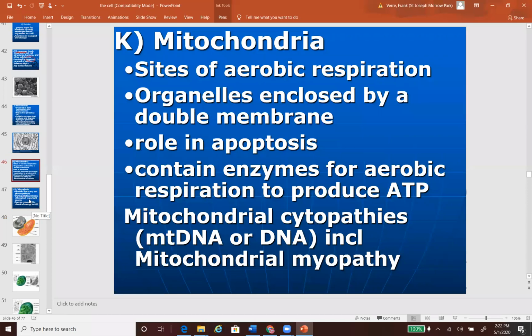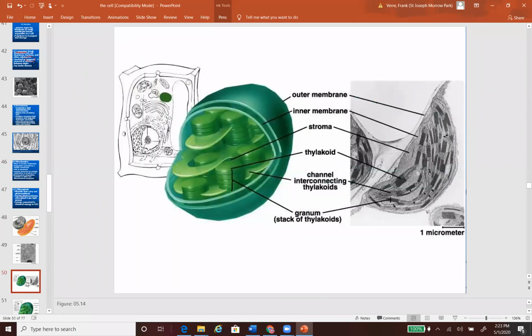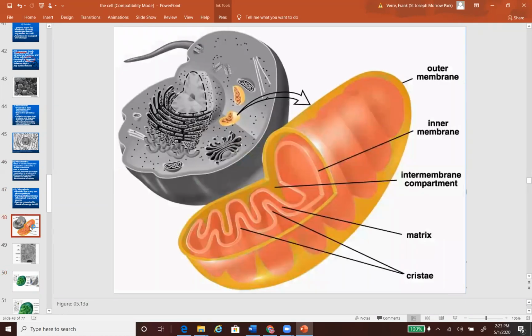There is an organelle that looks kind of similar to the mitochondria that we only see in plants. The mitochondria is found in plants and animals, whereas the chloroplast is only found in plants. And it kind of looks like the mitochondria. If I look at this slide here, here's my chloroplast and here's my mitochondria. They kind of look the same.